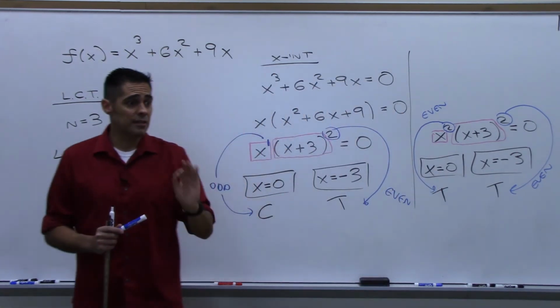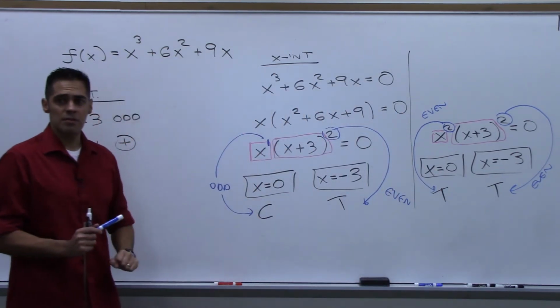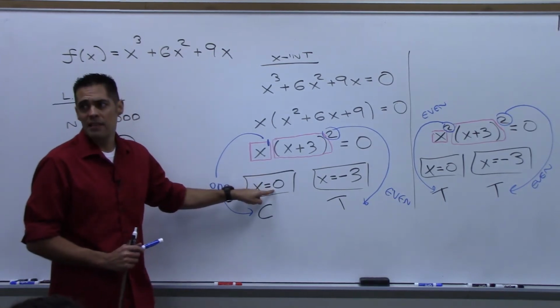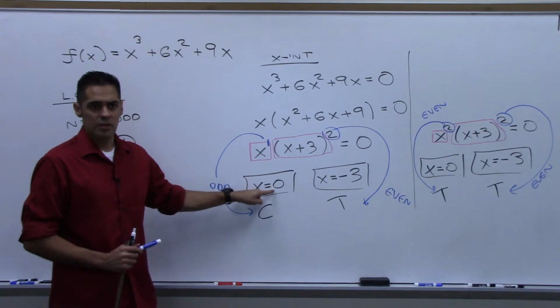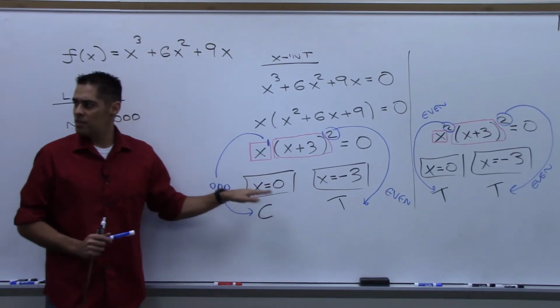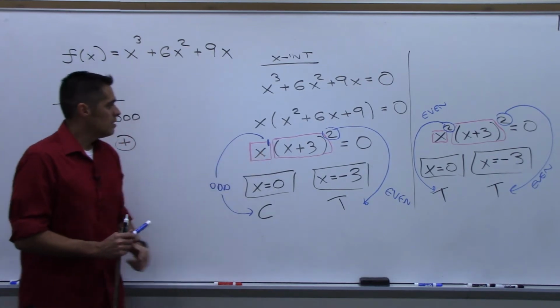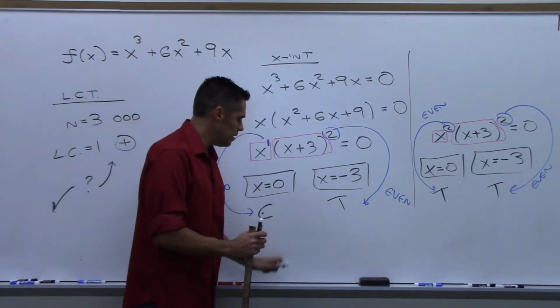You are not looking at the number. The biggest mistake I see students make is that they'll look at this number and say, well, 0 is even, so I'm going to touch. You're not looking at the number. This is your x-intercept. You're looking at the power on the factor. So the power on the factor has a special name.